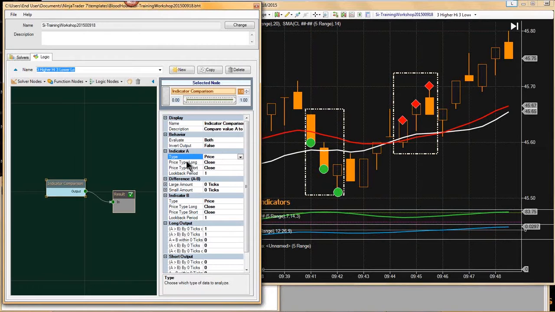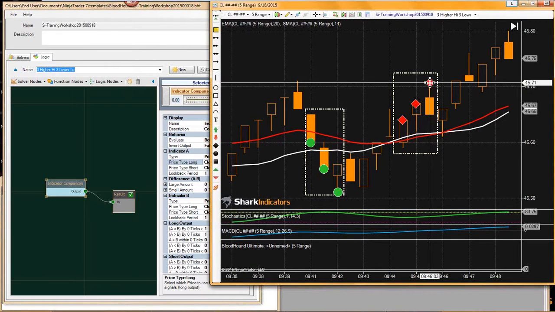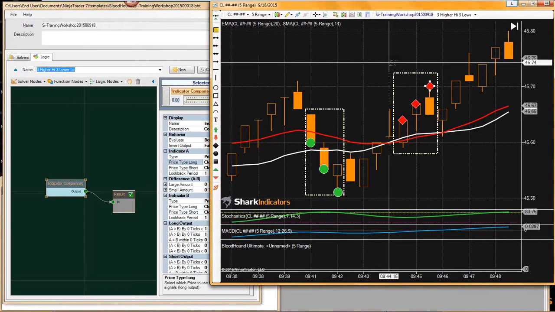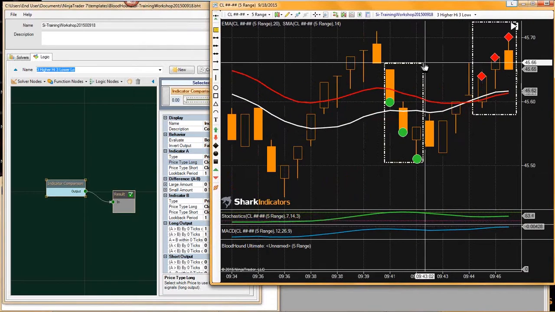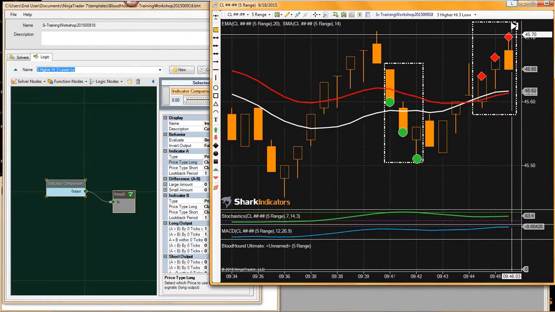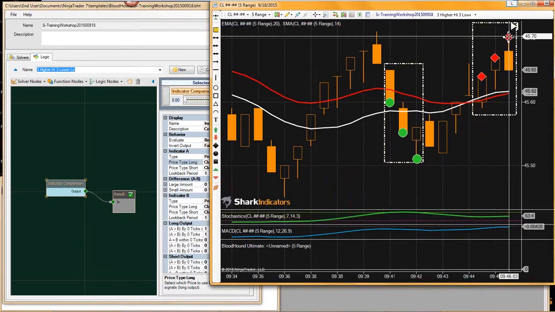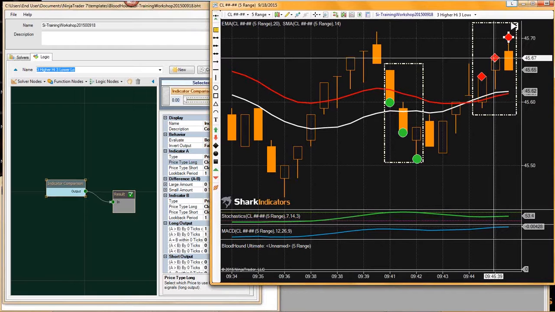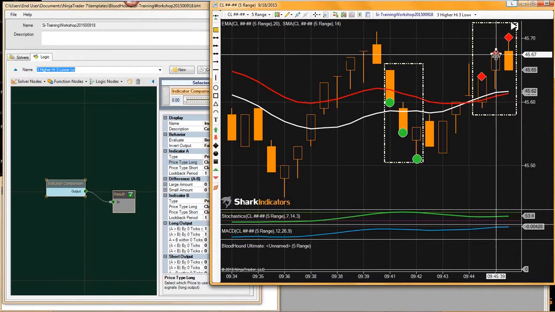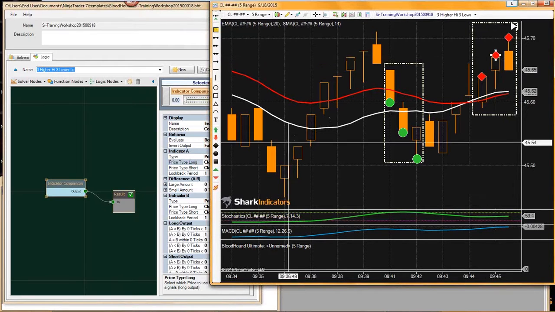Indicator A is going to be the most recent price bar. Let's slide this all the way over to the right edge here. Indicator A is going to look at this high price, and indicator B is going to look at this high price. So it's going to look at the price one bar back.